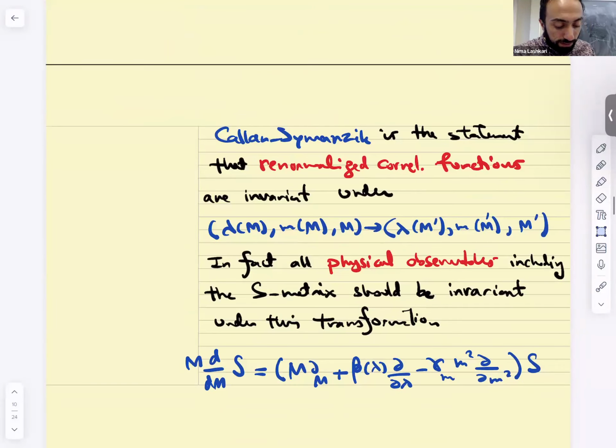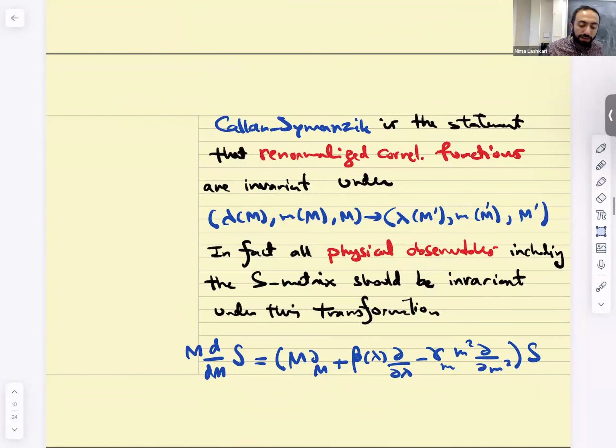All right, so now a few things. The Callan-Symanzik equation is a statement that renormalized correlation functions are invariant under the following change: lambda of M going to lambda of M prime, m of M going to m of M prime, and M going to M prime. It's a function of lambda of M, capital M, and m of M.